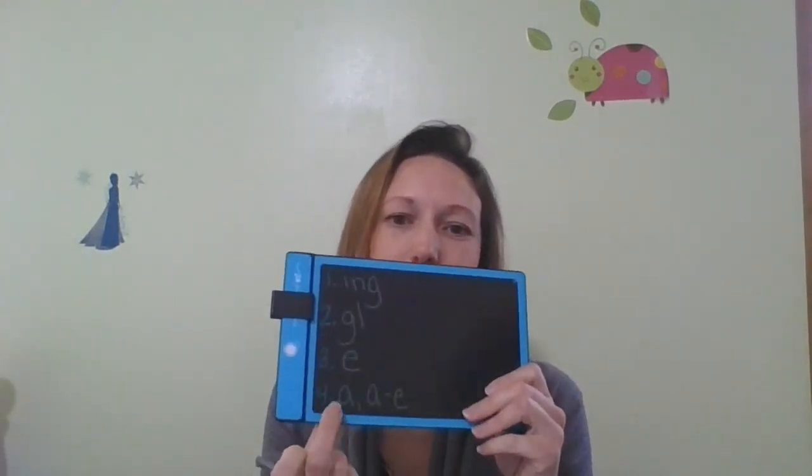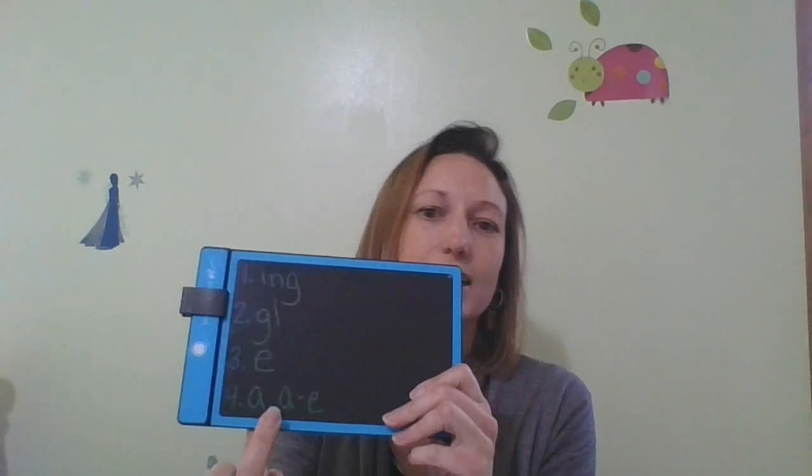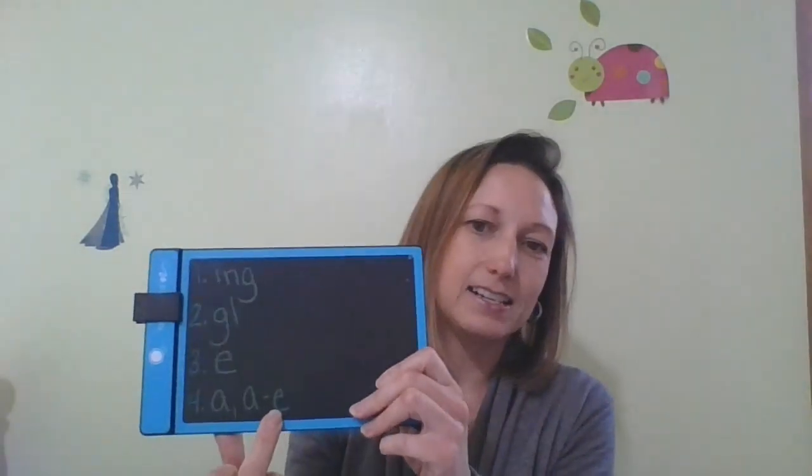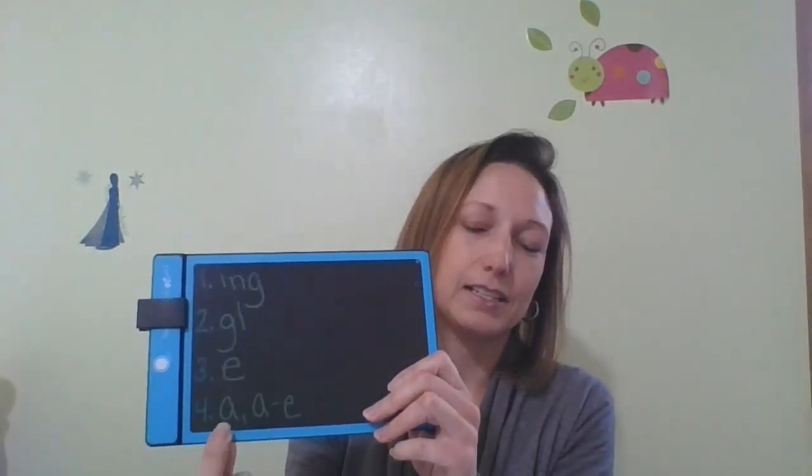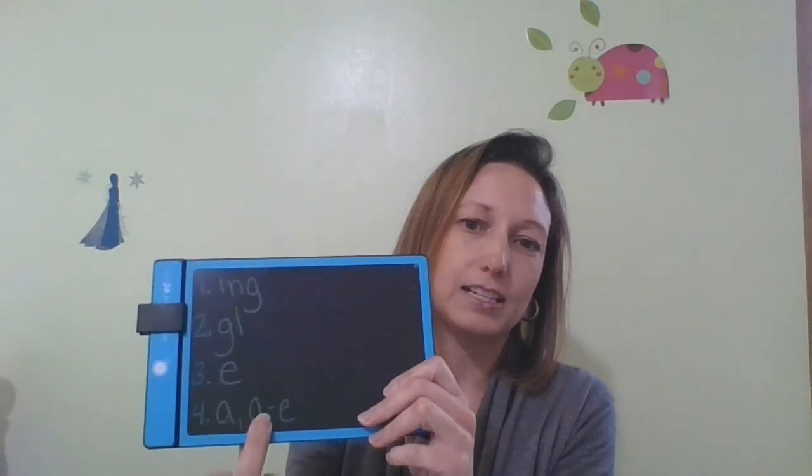Number 4, 2 ways to write A. Think about the 2 ways we know that we can write A. And what 2 ways did you write? A and A consonant E. The A can say A, or A consonant E can say A.